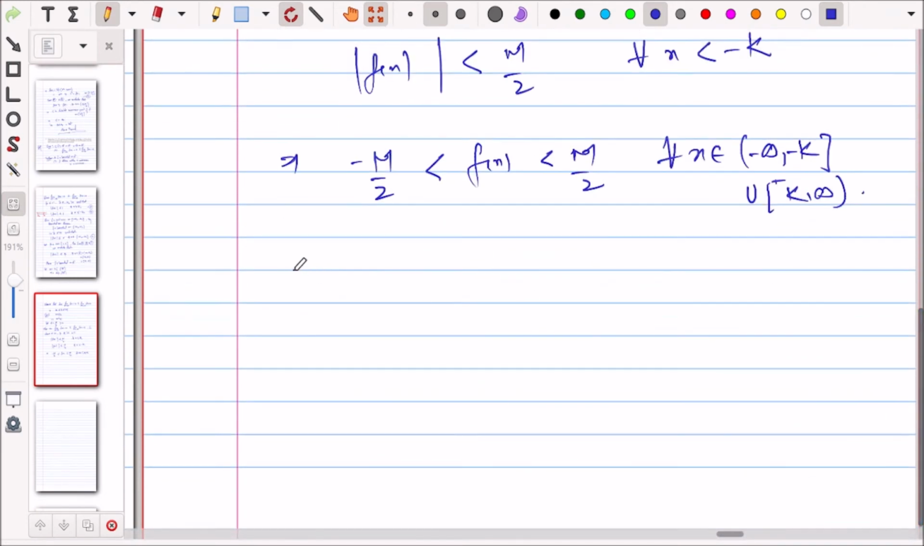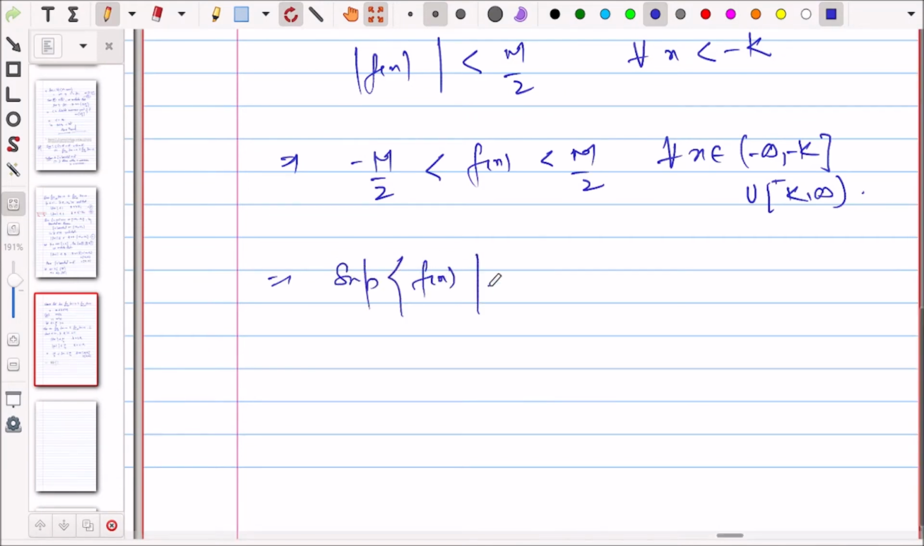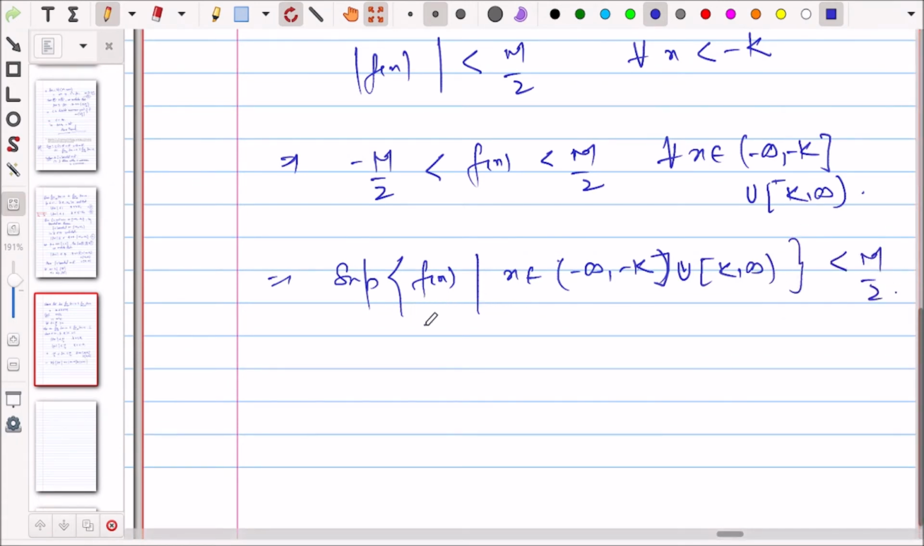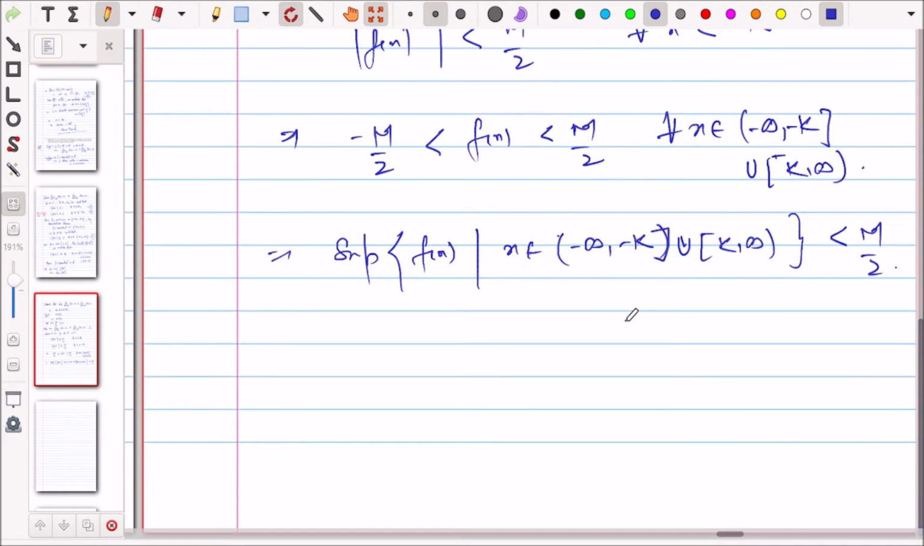And this implies your supremum of f(x), because f(x) is bounded above by M by 2, so the supremum of f(x) where x belongs to minus infinity to minus k union k to infinity is less than M by 2. Now, because the supremum of f over R is equal to M, which is greater than this, that supremum must be attained on the interval minus k to k.